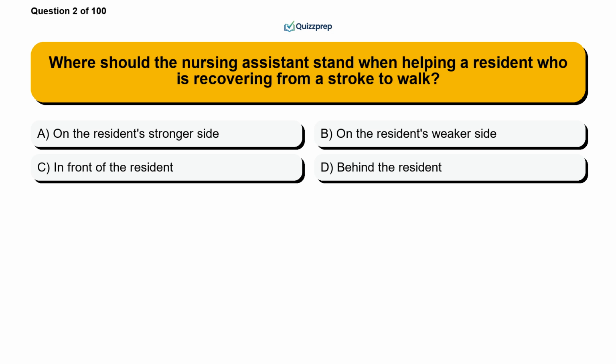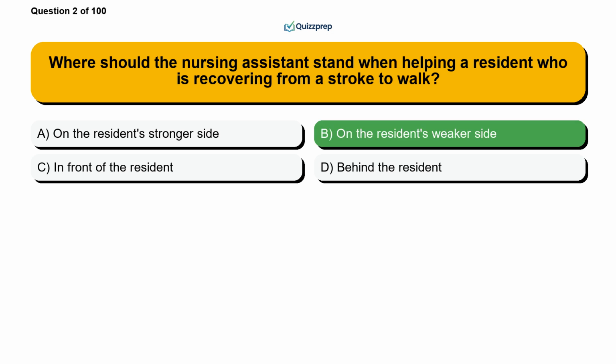Question 2. Where should the nursing assistant stand when helping a resident who is recovering from a stroke to walk? Option A. On the resident's stronger side. Option B. On the resident's weaker side. Option C. In front of the resident. Option D. Behind the resident. The correct answer is option B. On the resident's weaker side.